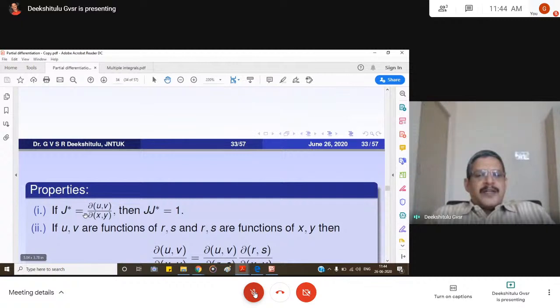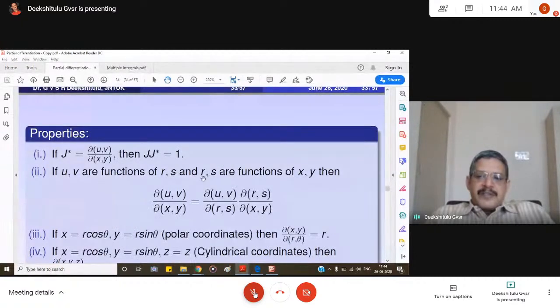If u, v are functions of r, s, and r, s are again functions of x, y, read again: u, v are functions of r, s, which are again functions of x, y. Then you are neglecting r and s here, and directly finding the Jacobian of u, v with respect to x, y. That is given by ∂(u, v)/∂(r, s), the Jacobian of these two first, into the Jacobian of these two. Sort of chain rule in Jacobians.